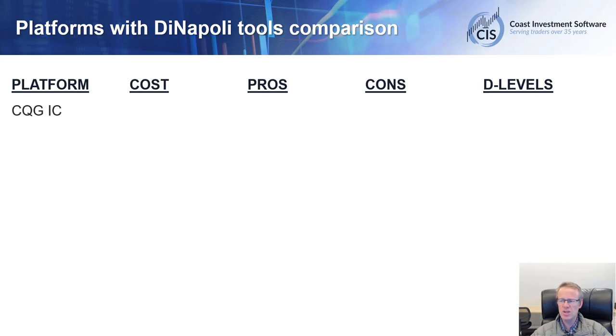Starting out with CQG, you've got integrated client. The cost for that is $5.95 per month, and if you want to do execution on this platform you need to add another $2.50 on top of that. So it's the flagship product, it's got the most features, you can have multiple screens, it's very stable and quick, and that's what you pay for. The big cost would be the con, of course, and that's definitely a big one if you compare it to the other products. DiNapoli Levels, you need to add another $100 per month on top of the other cost.